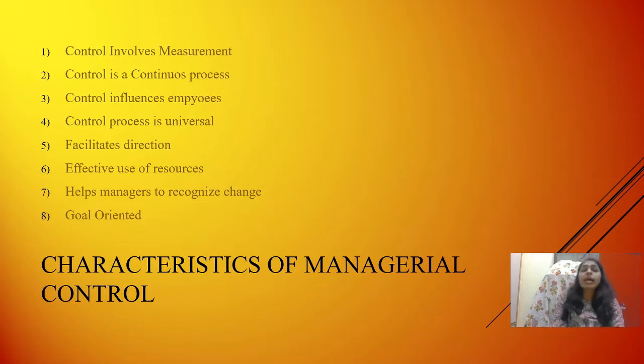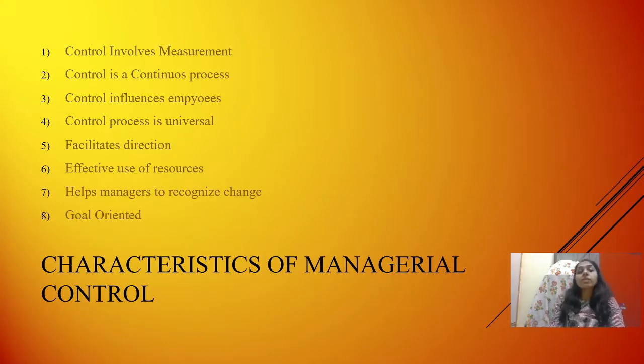So it is not a one-time activity, it is a continuous process. The third point I have is control influences employees. What do I mean by that? Whenever a company has a good control system, the employees tend to perform effectively and efficiently because they want to stand out. The fourth point I have is control process is universal. Every organization, small or big, wherever you are, control plays a very essential role. That is why the entire process of control is universal.